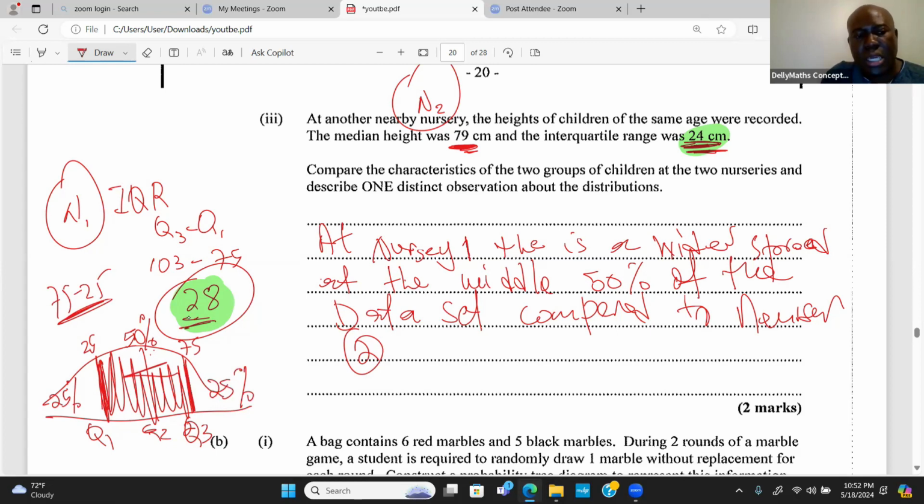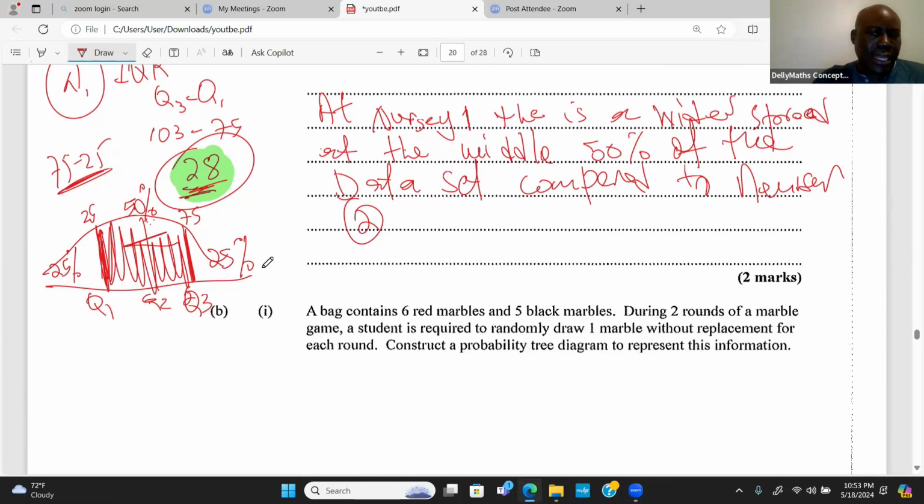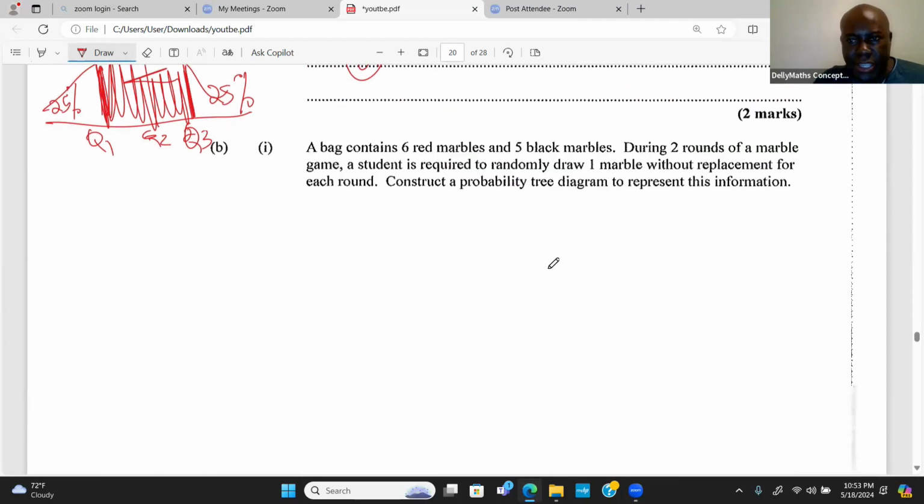What we're suggesting is that for nursery 1, which is the one that we worked out, there is a wider spread in our middle 50% compared to nursery 2. Nursery 2 is not as widely spread as ours because it's 24 compared to 28. That is all, right? And so basically we could look at that. That's it. The fact that we're looking at the spread at the middle 50% right there.